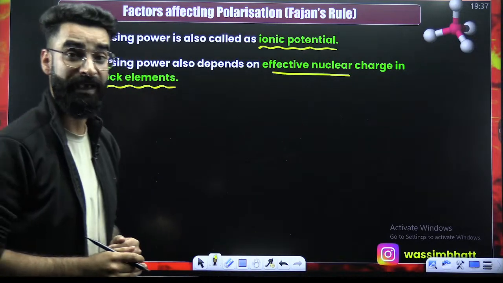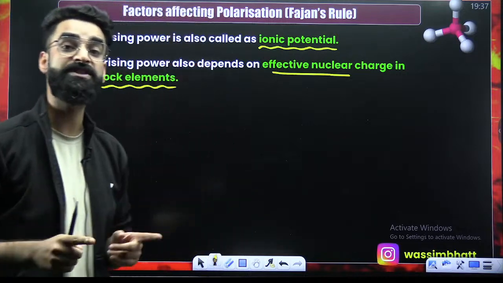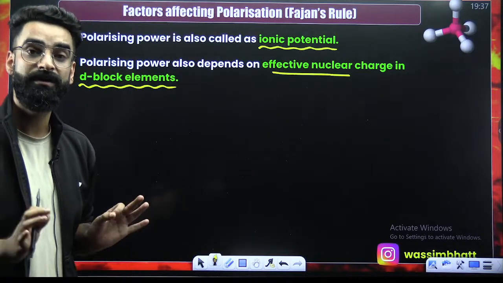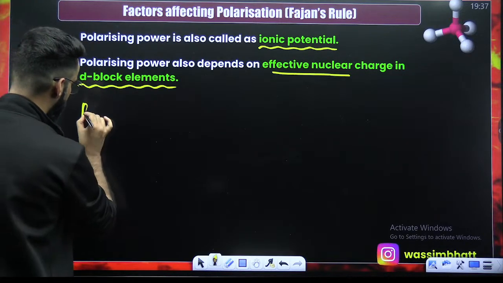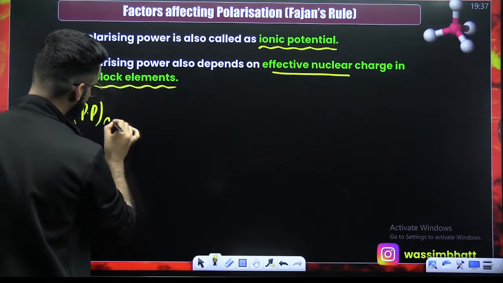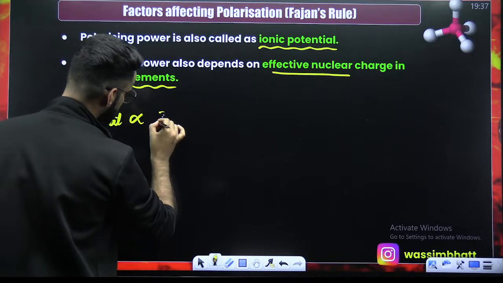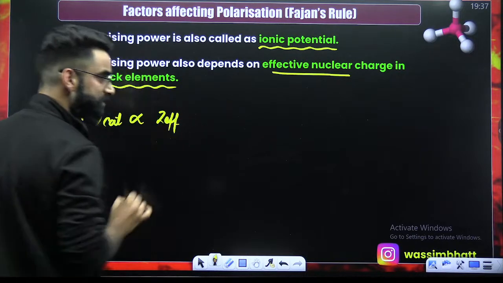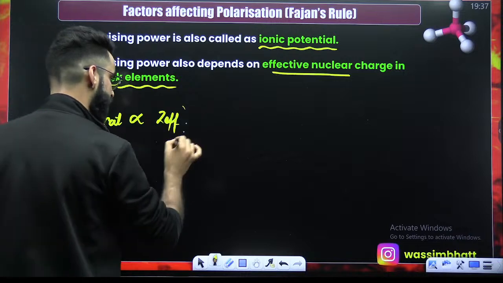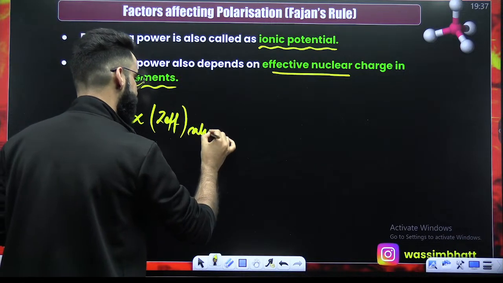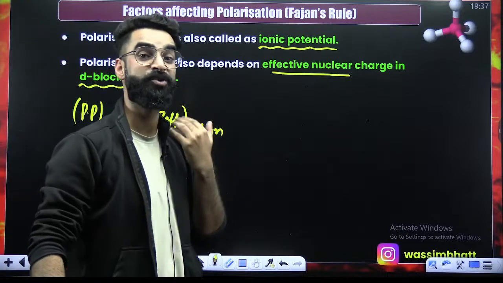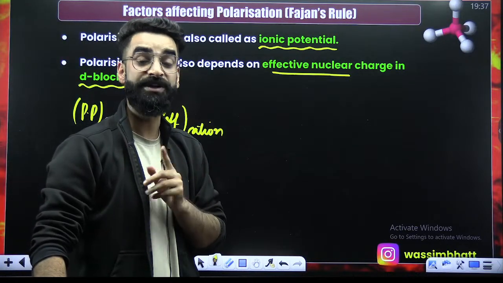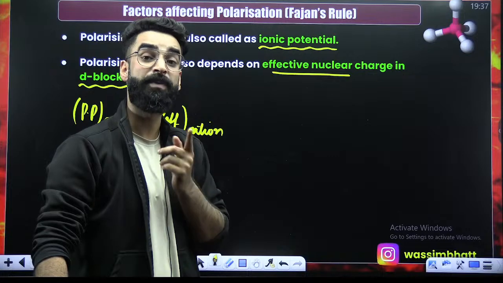In case of your d block elements, polarizing power of cation depends on the effective nuclear charge as well. And remember, in short, polarizing power of cation is directly proportional to effective nuclear charge of your cations. Why is that? Because more the effective nuclear charge, more the attractive power. If the effective nuclear charge of cation is more, its attractive power will be more.